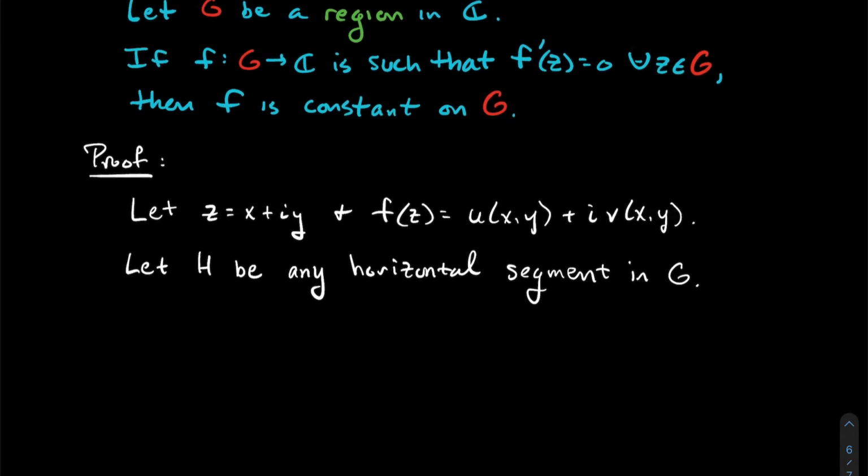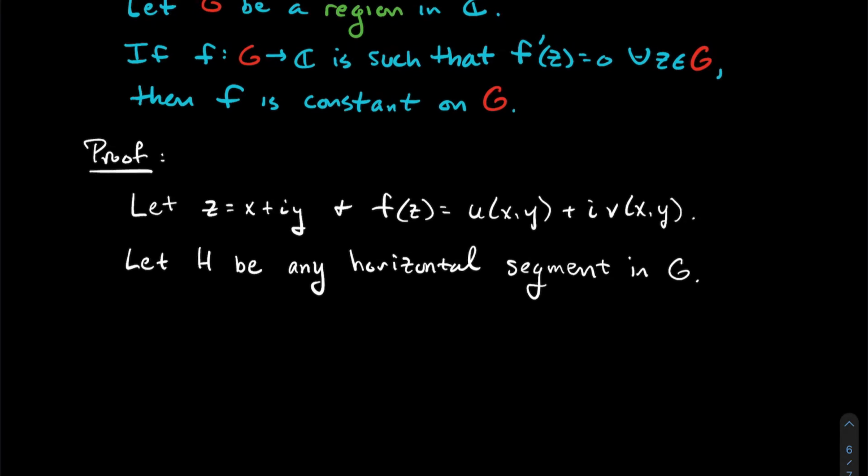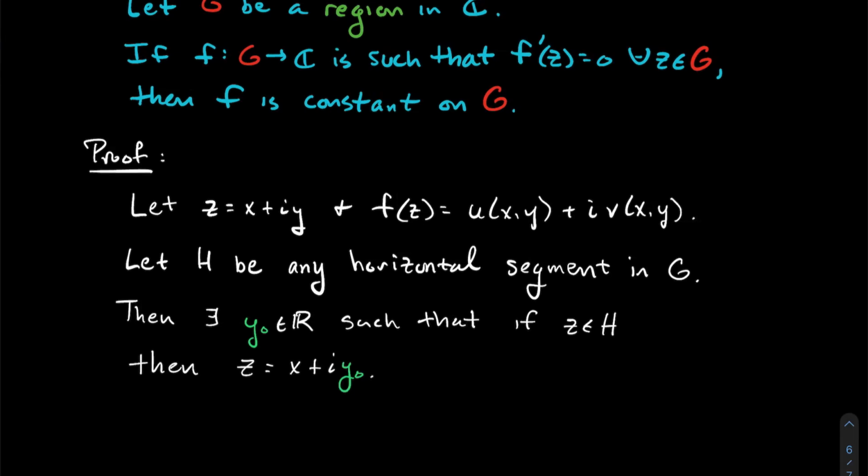Let h be any horizontal segment that lives inside of G. If it's a horizontal segment, remember that means there's no change in the y coordinates for anybody on that segment. So there exists a specific y0, a specific real number, such that if z is an element on that horizontal segment, then it looks like x plus i y0. I'm just trying to emphasize the imaginary part is always y0, and x is the only thing that can change if you're on a horizontal segment.